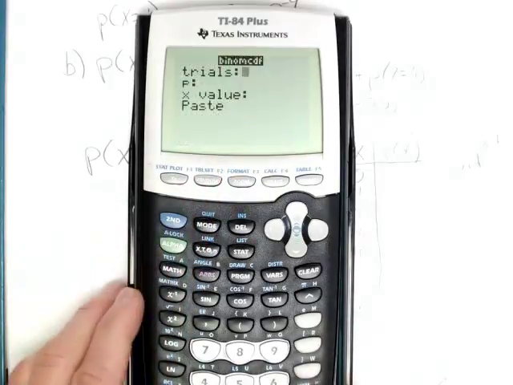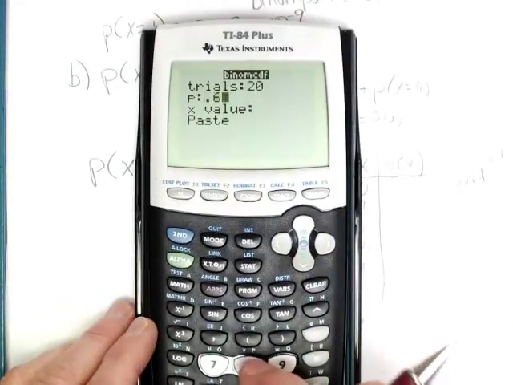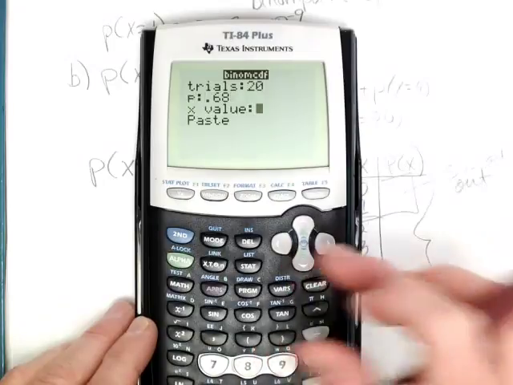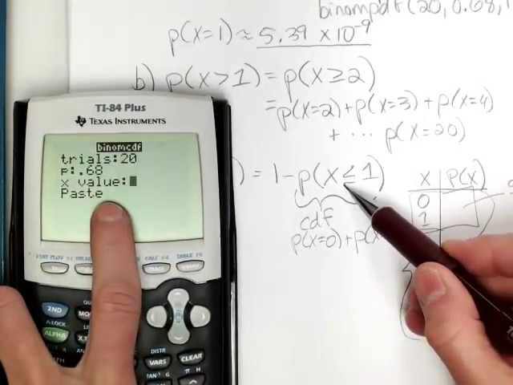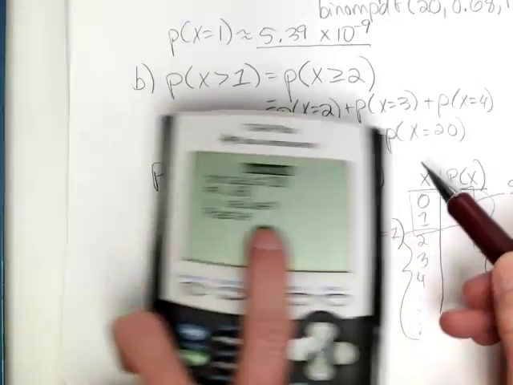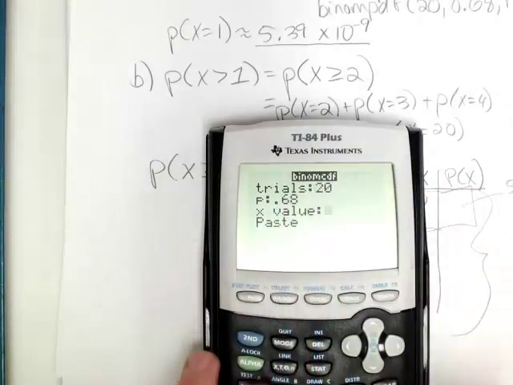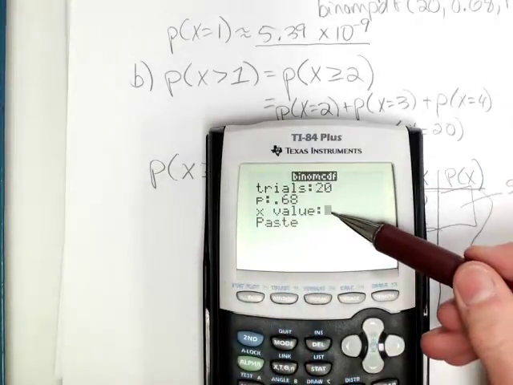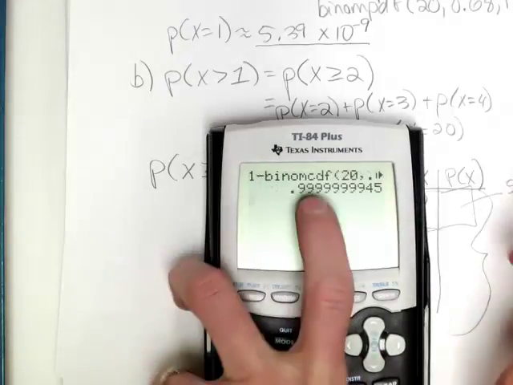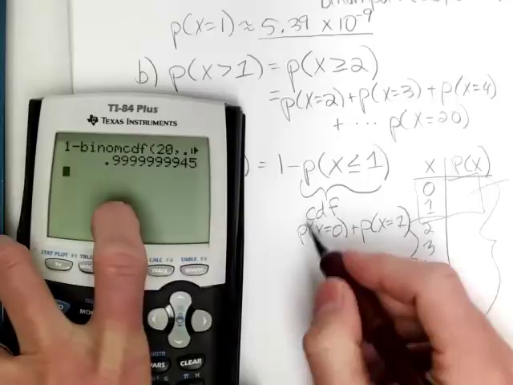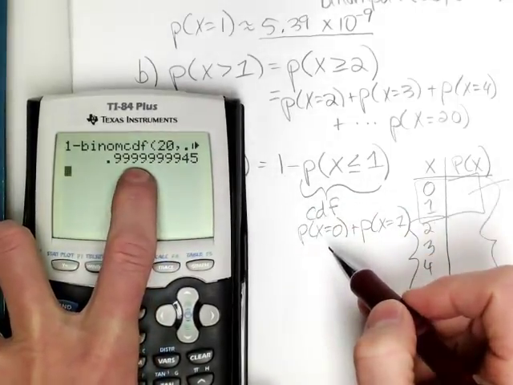Number of trials is 20. The probability of success in a single trial is 0.68. Now, what I'm summing up to is x less than or equal to 1. Make sure you're in the right place. I'm in binomial CDF, and my x value that I'm summing to is 1. So it's going to give me this entire calculation. It's very close to 1.